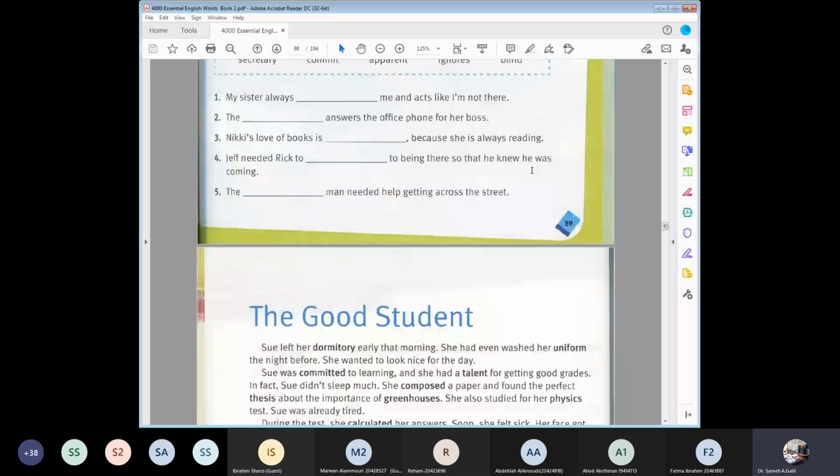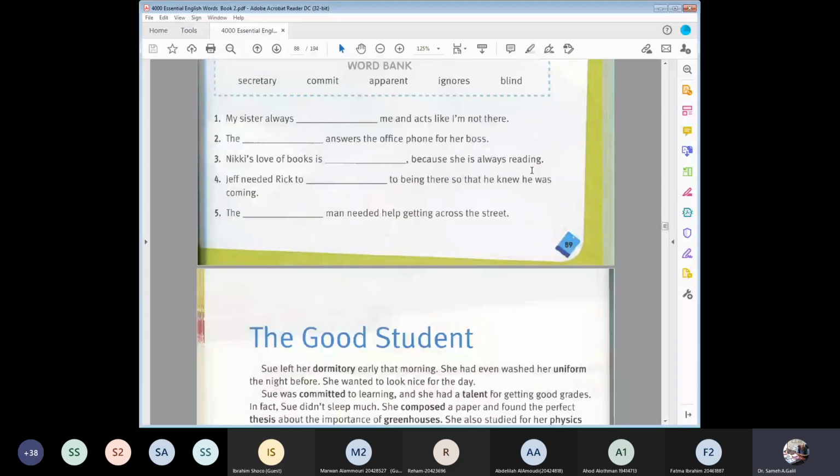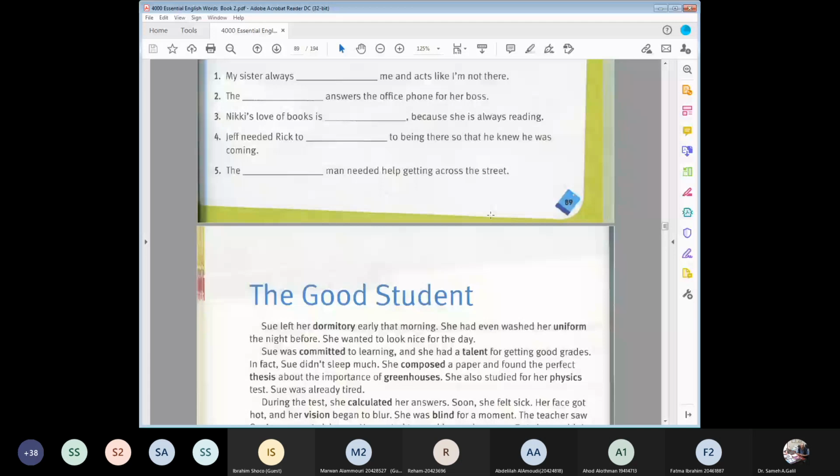Can we have somebody for number 2? Quickly. Can you see the sentence? Yes. I need somebody. The secretary answers the office phone for her boss. Absolutely. Let's move to 3, everyone. Number 3.